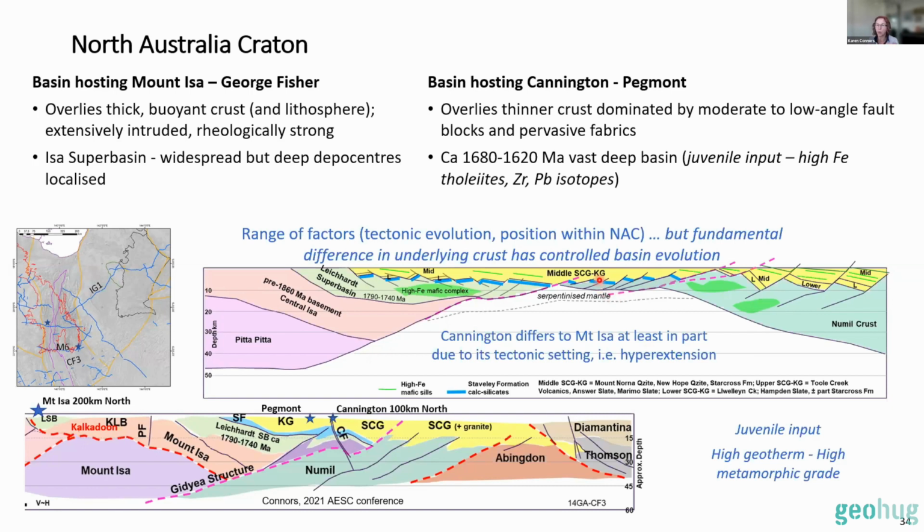Whether we ever got to the point that we exhumed mantle or even that we had oceanic spreading, it is unclear. We may have just gotten to the point of very highly thinned crust, but we clearly see that juvenile input. And this gives you an explanation for the high metamorphic grade that we see at Cannington in contrast to the lower metamorphic grade to the west at Mount Isa.